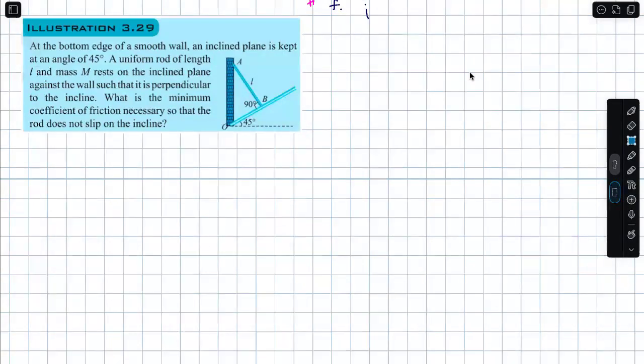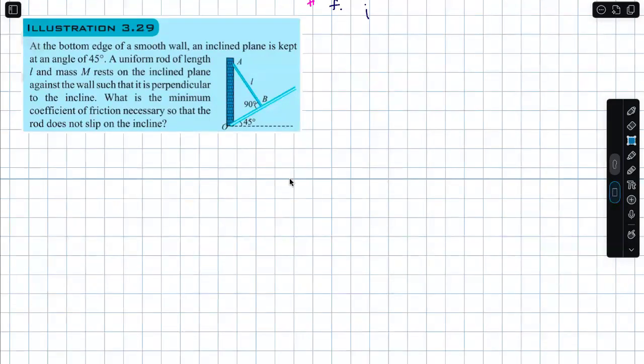Right. At the bottom edge of a smooth wall, an inclined plane is kept at an angle of 45 degrees. A uniform rod of length L and mass M rests on the inclined plane against the wall, such that it is perpendicular to the incline. What is the minimum coefficient of friction necessary so that the rod does not slip on the inclined plane?